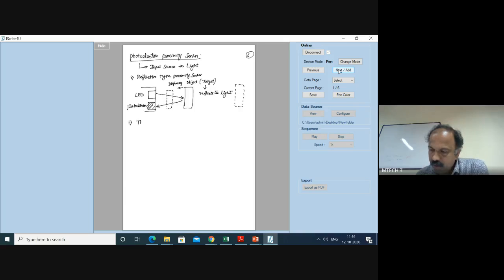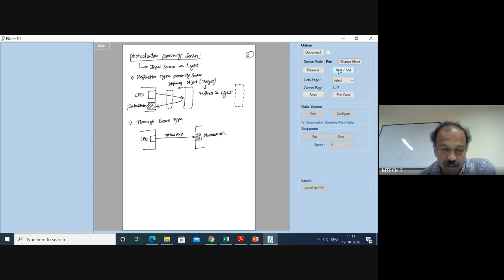The second one is through beam type. Now observe in through beam type. This is your LED, and this is your photo detector. What is this? This is called the optical axis. What do you mean by optical axis? Optical axis is the ray of light falling from the LED which falls on the photo detector.